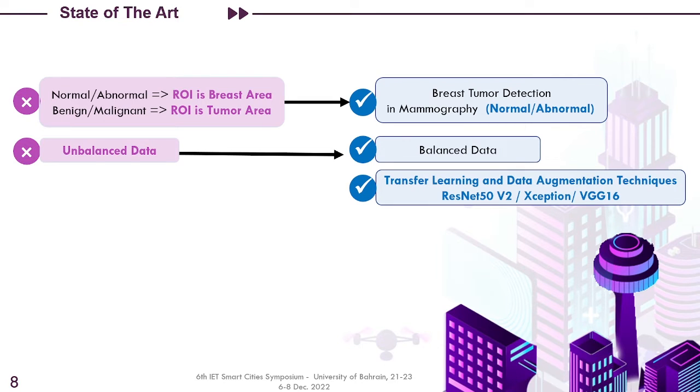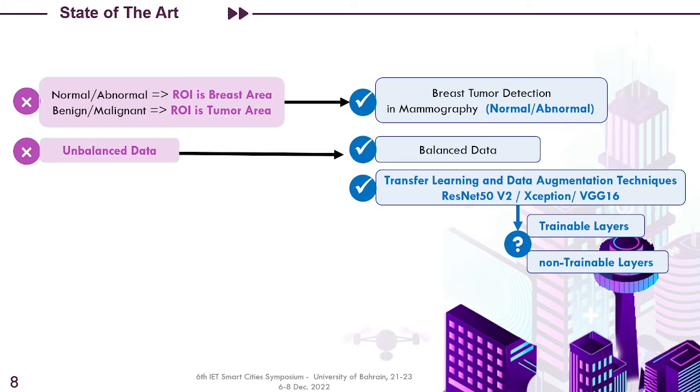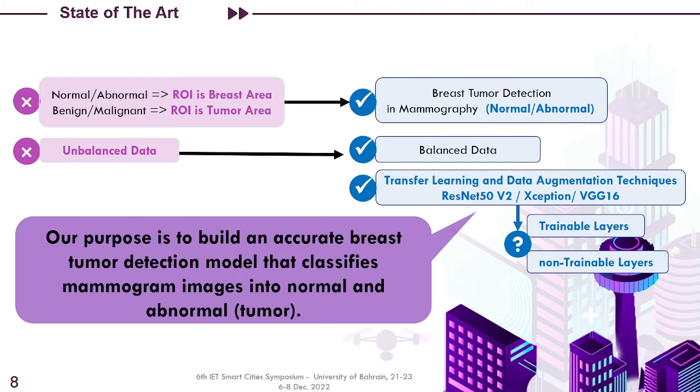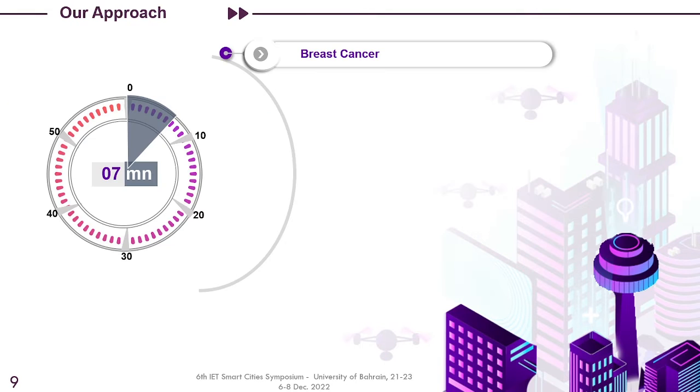In addition to that, we use transfer learning and data augmentation techniques to prevent overfitting problems, using three recent modified pre-trained convolutional neural networks, Xception, VGG16 and ResNet50 version 2, with and without trainable layers, for several trials with several hyperparameters.